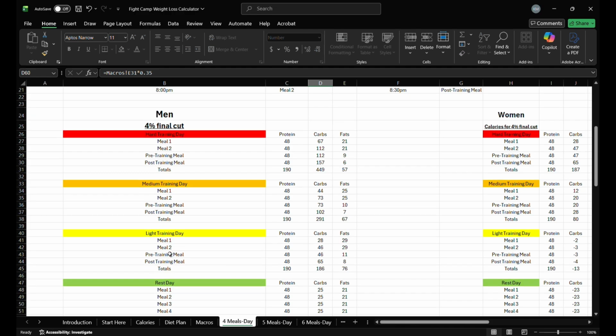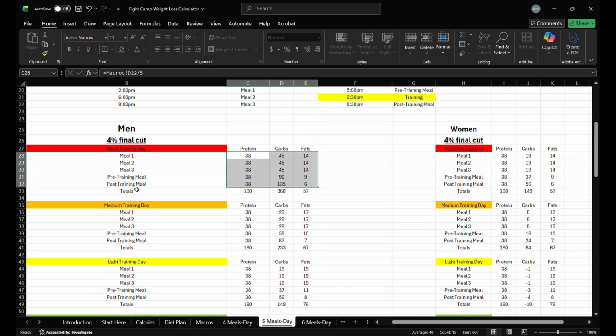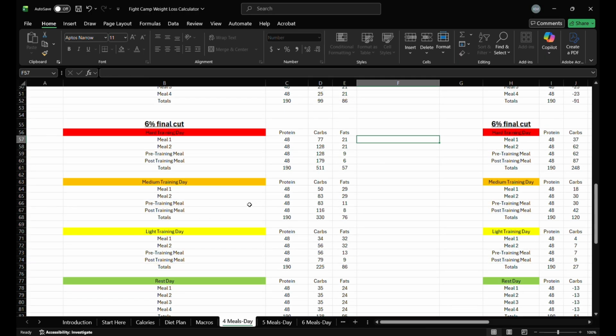So I'm going to go to my 4 meals a day. I'm going to scroll down to my 6% final weight cut, my hard training day. These are how many grams of protein I should have each meal, how many grams of carbs I have each meal, and how many grams of fats. As you can see, I have this listed as meal 1, meal 2, pre-training meal, and post-training meal. That's going to be the same whether it's a 4-meal plan, a 5-meal plan, or a 6-meal plan.